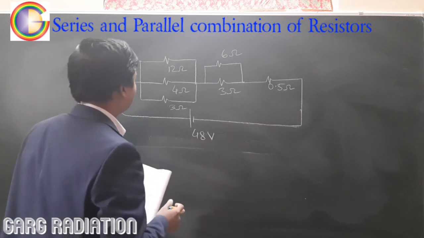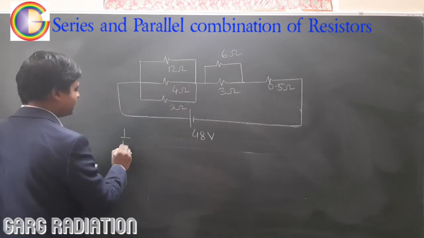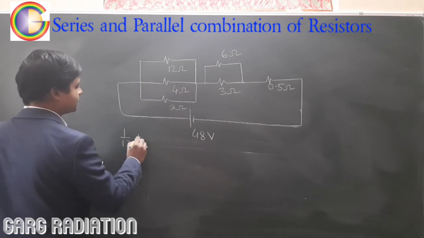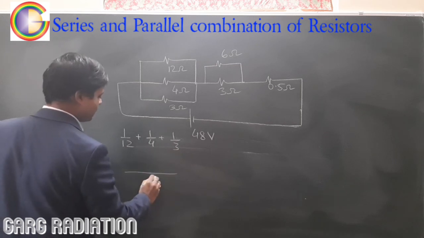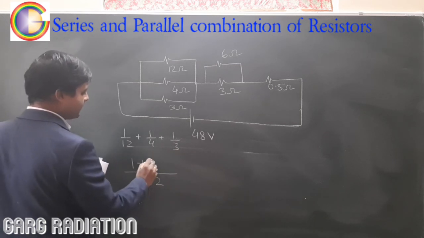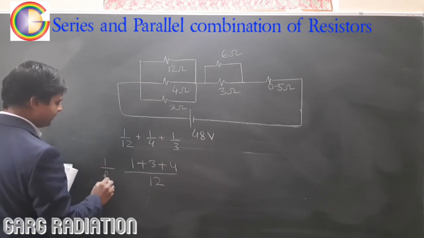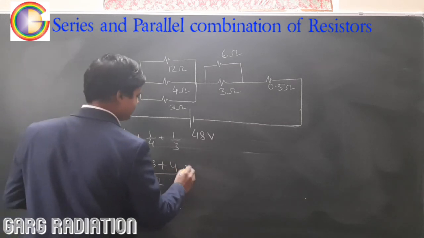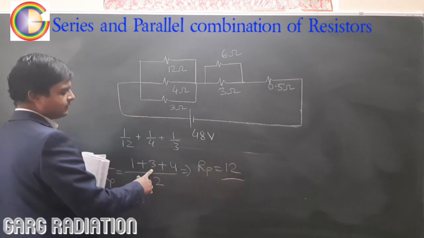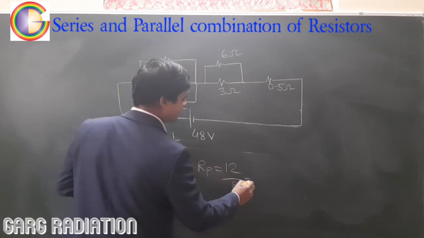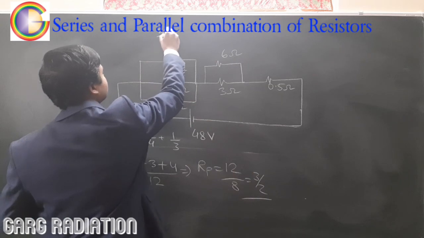Okay, so how do we find? 12, 4 and 3. First find the R equivalent of this. So 1 by 12 plus 1 by 4 plus 1 by 3, that is 1 plus 3 plus 4 over 12. So this is 1 by Rp. This implies Rp comes out to be 12 upon 4 plus 3, 7 plus 1, 8. So 3 upon 2. So R equivalent here comes out to be 3 by 2.